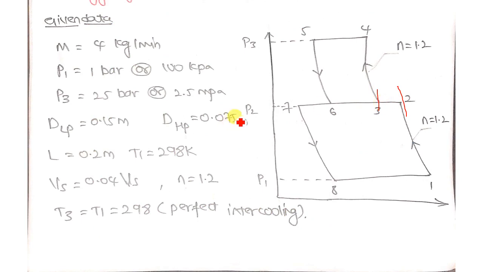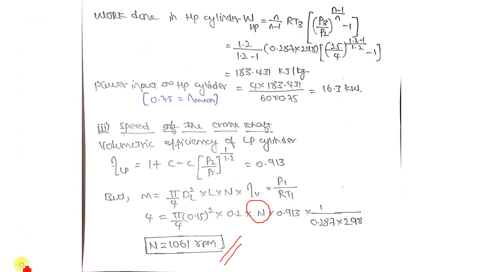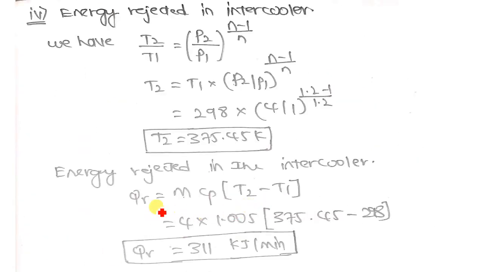So Qr equals m Cp (T2 minus T1). Substitute what you know. If you don't know T2, you can apply the PVT relation from 1 to 2, which is polytropic. You know how to apply it, so from that you can calculate T2, since everything else is known. T2 is calculated as 375.45 Kelvin. Substitute in this expression and you will get the heat rejected in the intercooler as 311 kilojoules per minute.